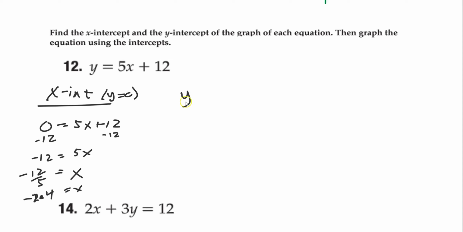Whew. Okay. Y-intercepts. Easier one, generally. I'm going to set x equal to 0. Right? It's always opposite. That says x equals 0. So we're going to plug in 0 for x, sub it in.